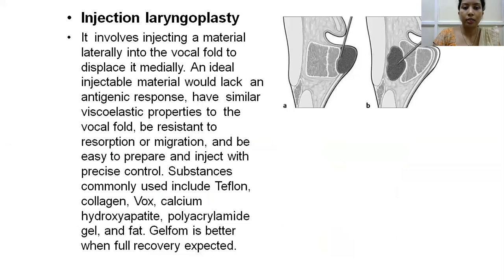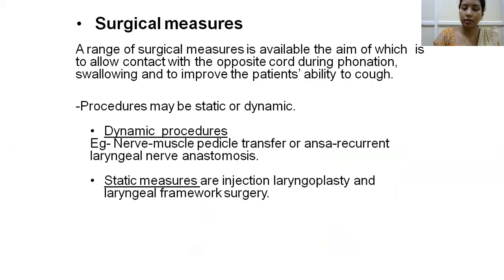We will discuss about these dynamic procedures towards the end. So nerve pedicle transfers are nothing but a part of a nerve from another location along with its nerve supply. Something like your omohyoid or your sternohyoid muscle along with its nerve supply is brought and sutured in this region so that the vocal cord tends to get back its supply.